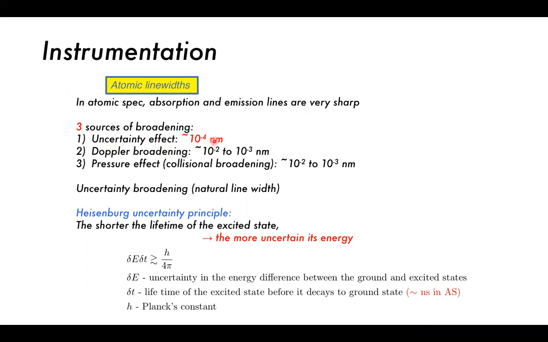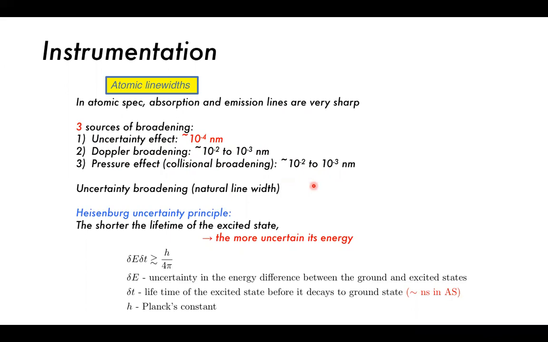We have the uncertainty effect, which is around about 10 to the minus 4 nanometers. Doppler broadening is around about 10 to the minus 2, 10 to the minus 3 nanometers. And the pressure effect, the collisional broadening, is around about 10 to the minus 2, 10 to the minus 3 nanometers. So what are these?